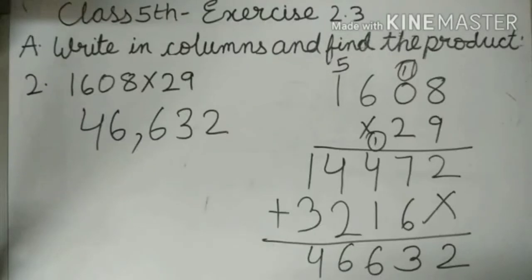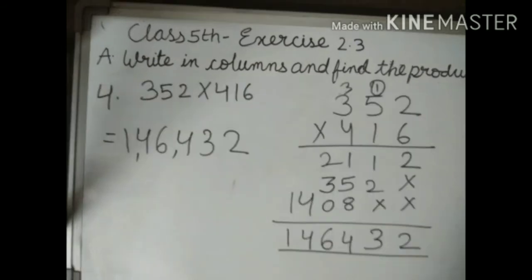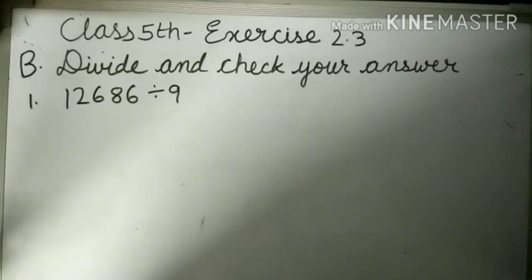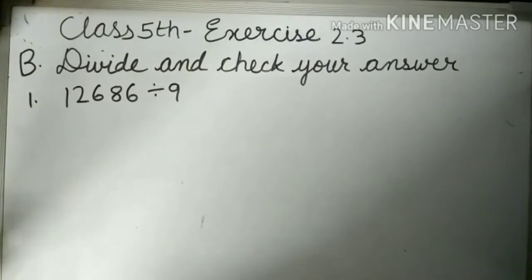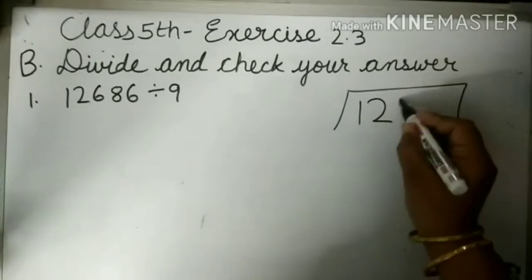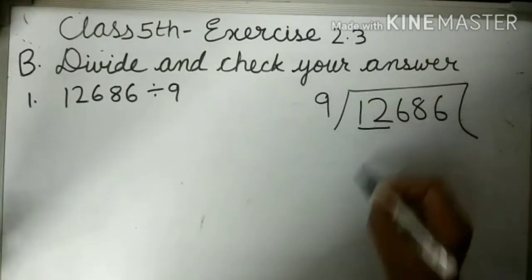With the same pattern, you can do question number 2, 3, and 4 in your CW copy and 5, 6, 7, 8 in your homework copy. Question number B is divide and check your answer. First part is 12,686 divided by 9. So first we divide the number by 9. First we take two numbers.